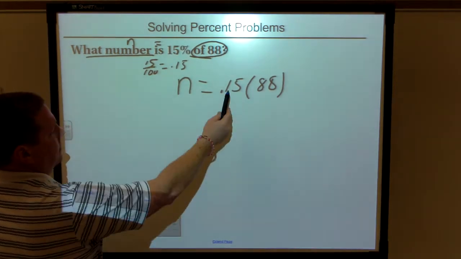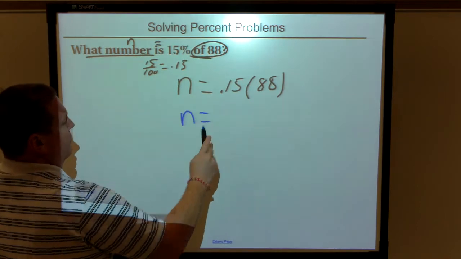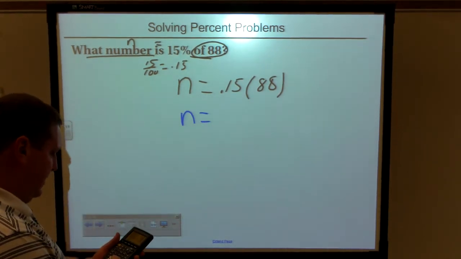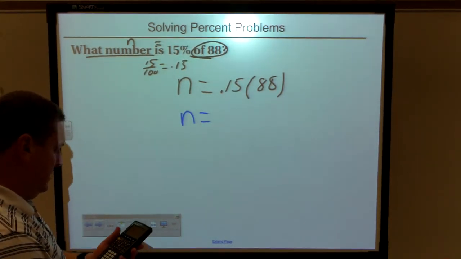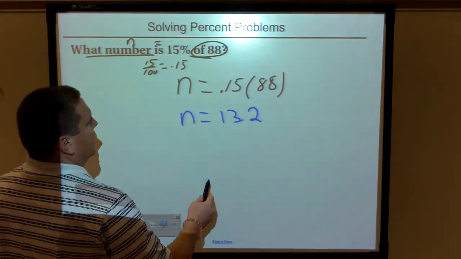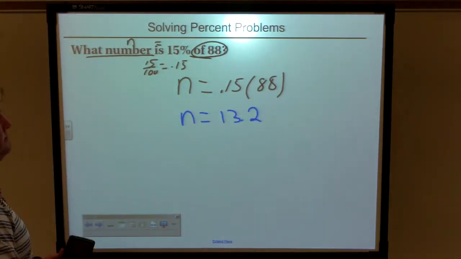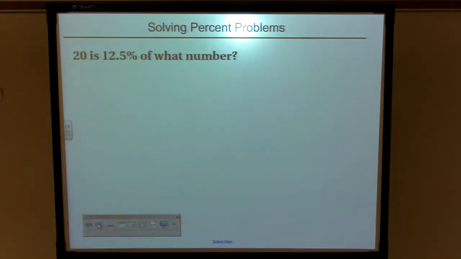So using our calculator, we're going to do 0.15 times the total, and that will give us the part that we're looking for. So make sure you use a calculator on each of these calculations. And we get 13.2. This is the part that is 15% of 88. If you'd like to, you can go ahead and pause the video and try this one on your own.